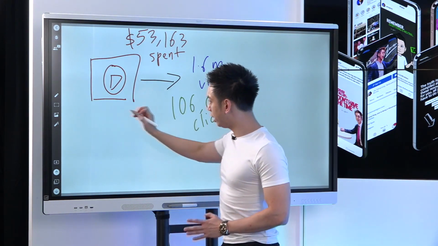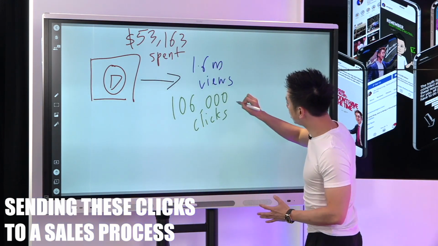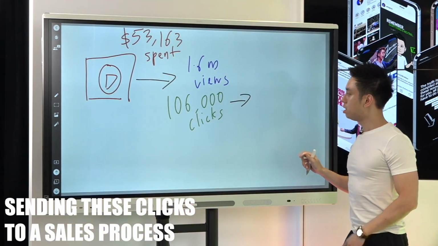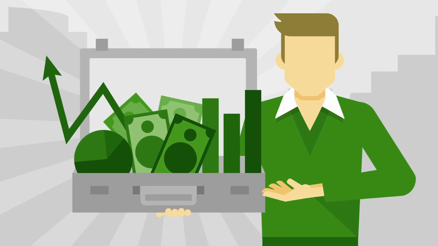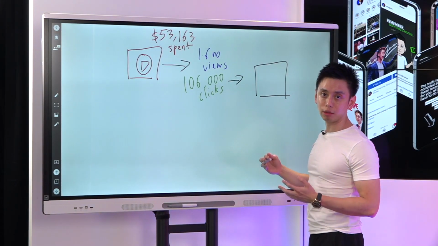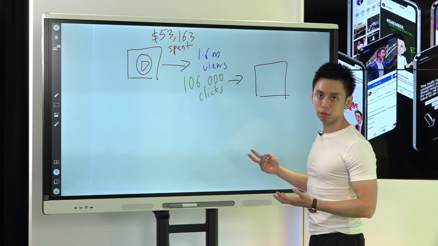So based on this, what we're doing then is we are sending these clicks to a sales process. Now, your sales process would depend on what it is you want to sell. If you want to sell something that's high ticket, 10,000, 30,000, 50,000, then you might want to send them to an application sales process.